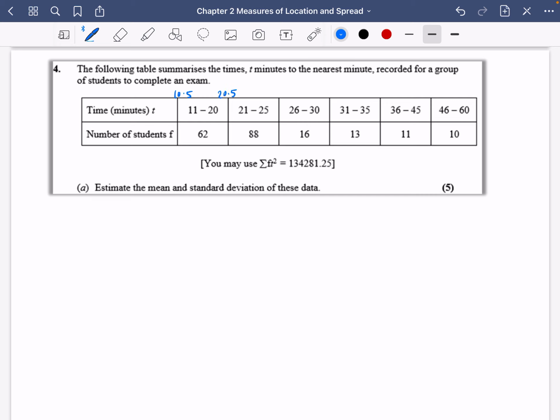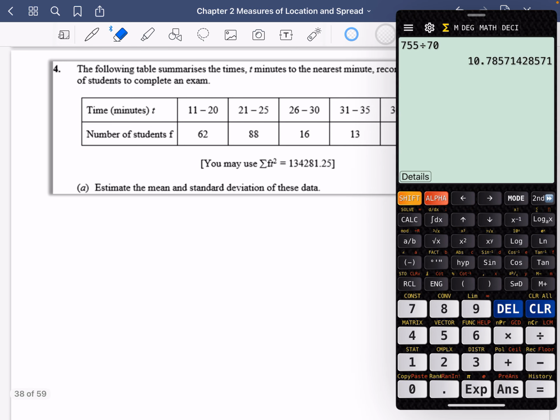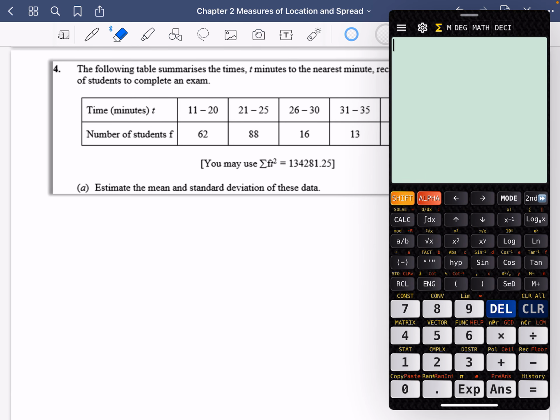But because you are subtracting a 0.5 and adding a 0.5, the midpoint of these two numbers is going to be the same as just the midpoint of these two numbers. So we can do the midpoint in the usual way, just by adding and dividing. So I'll do my 11 plus 20, and I'll divide it by 2, so the midpoint is 15.5. And then for the next one, the midpoint is a 21 and a 25, so the midpoint is 23.